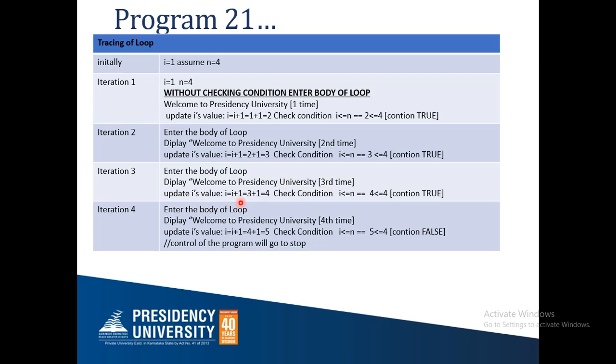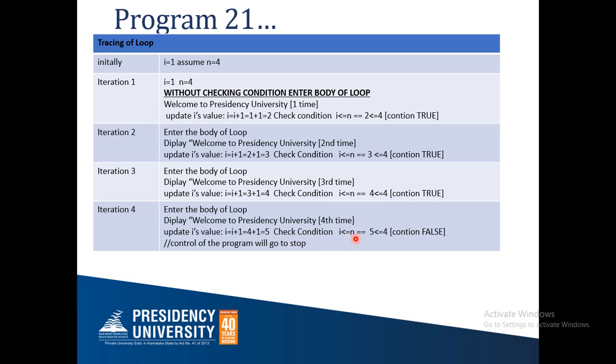Now i becomes i plus 1. What is i? i is 3. 3 plus 1 equal to 4. Again we'll check the condition. So the condition is i lesser than or equal to n. So 4 is lesser than or equal to n. Yes. So we'll enter iteration 4, the body of the loop. Again we'll display the message "welcome to Presidency University" for the fourth time, and we'll update the value of i. So it will become 5.